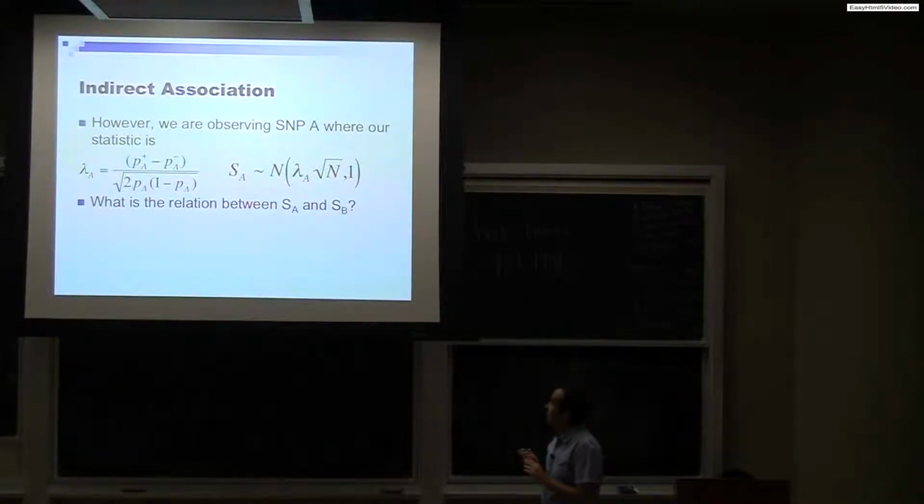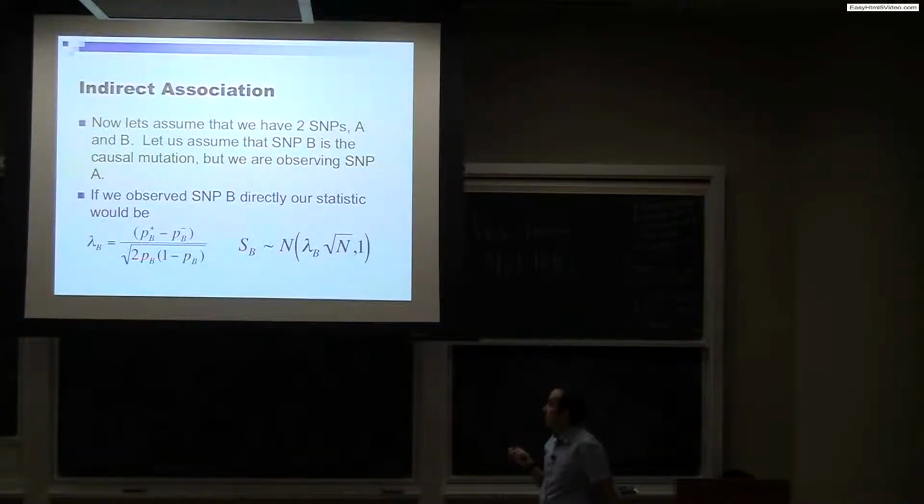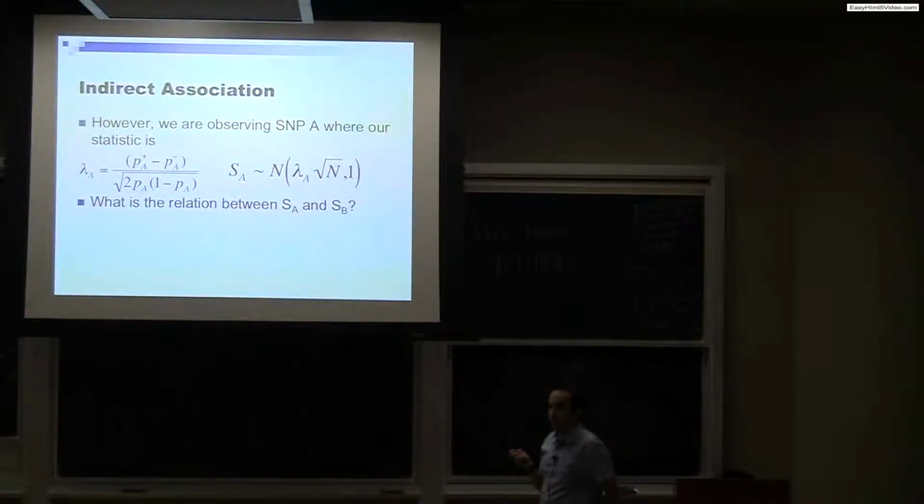Now what I'm saying is that instead we're observing SNP A. SNP A is also going to have some kind of non-centrality parameter like this. So the question is, what's the relation between these two statistics if the two SNPs are correlated? More specifically, what's the relation going to be between this non-centrality parameter and this non-centrality parameter? Because that's going to tell us how the power is going to change.